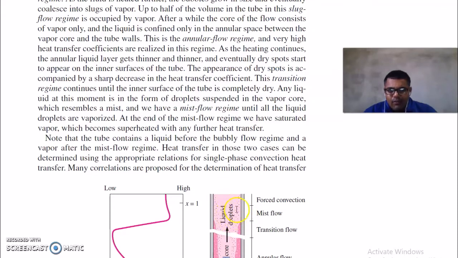So here the tube is fully containing vapor only. Any liquid at this moment is in the form of droplets suspended in vapor. These are small droplets which resemble a mist. So this is called the mist flow regime. At the end of the mist flow regime, we have saturated vapor, which becomes superheated with any further heat transfer.